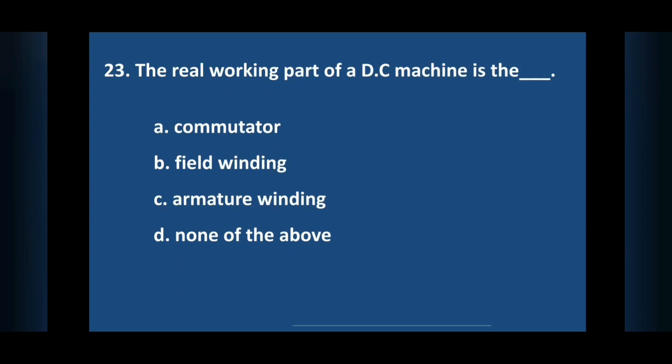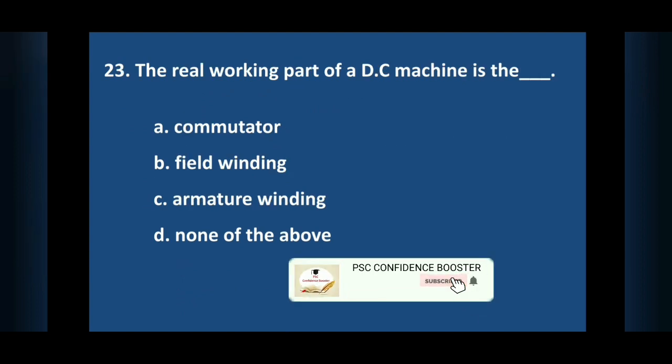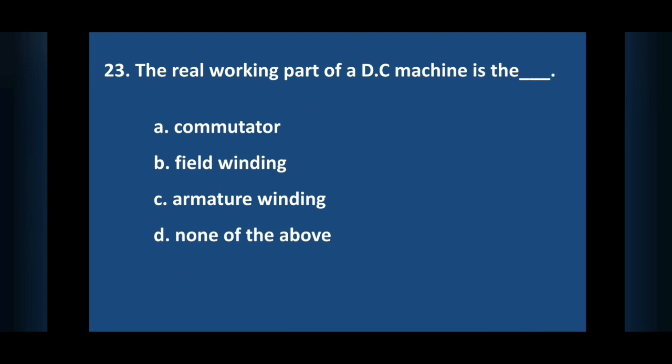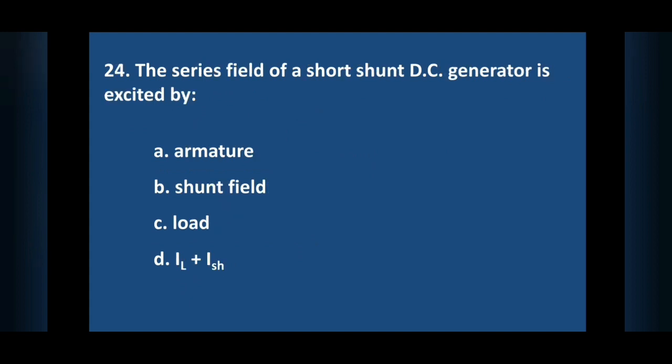Question number 23. The real working part of a DC machine is the dash. Answer is option C, armature winding. Question number 24. The series field of a short shunt DC generator is excited by. Answer is option C, load.